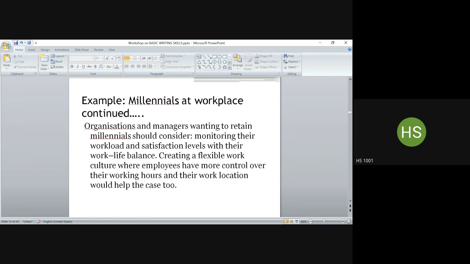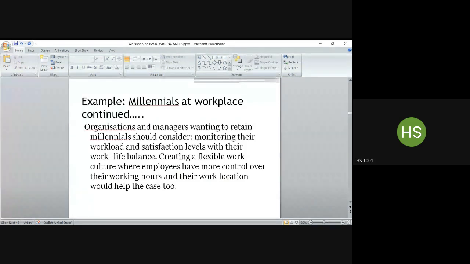We look at an example for the same topic that we were dealing with. And what is it? Just read through.